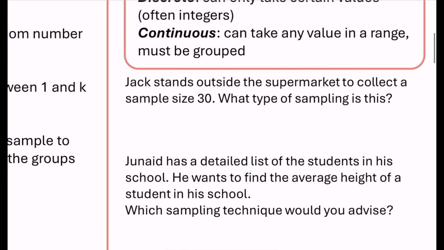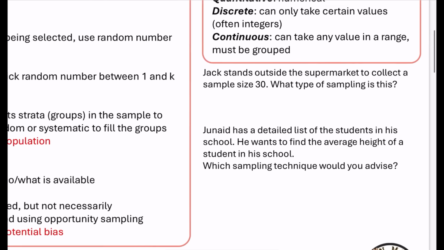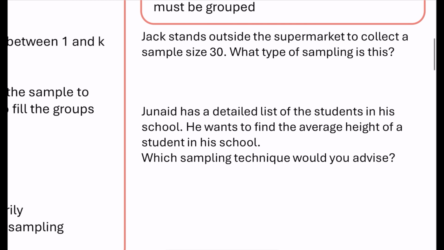So I'm going to do a couple of short questions here. I'm not going to give as much detail as I might do in an exam for the sake of brevity, but we will just get a bit of a flavour of the kinds of things that we might be asked here. So it says, Jack stands outside the supermarket to collect a sample size 30. What type of sampling is this?